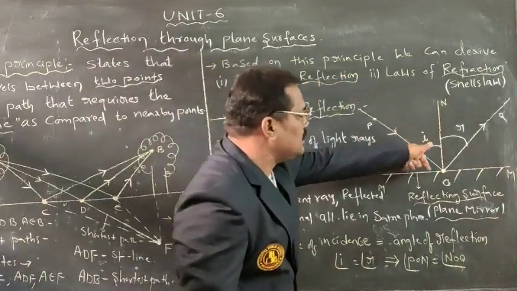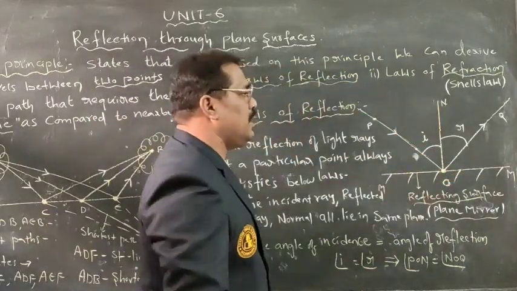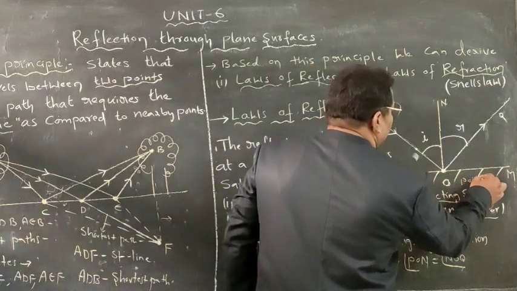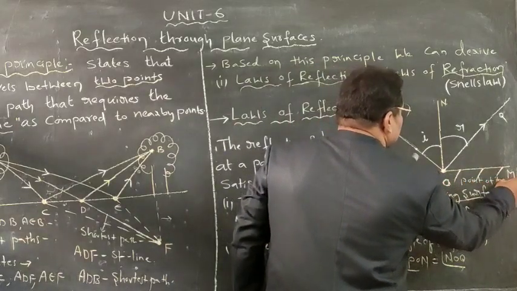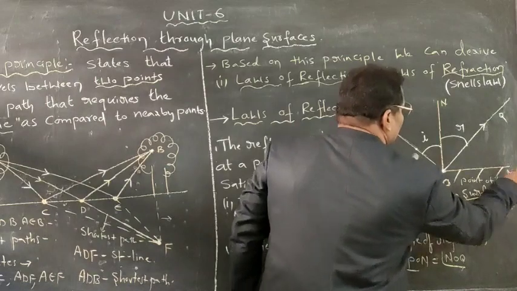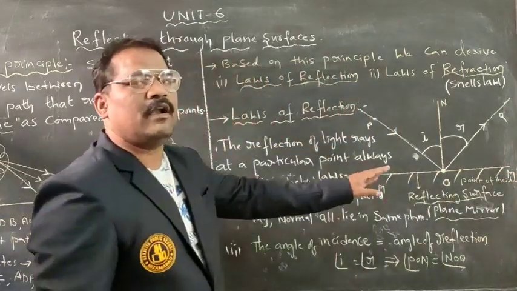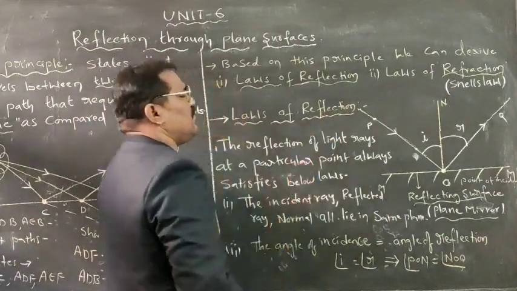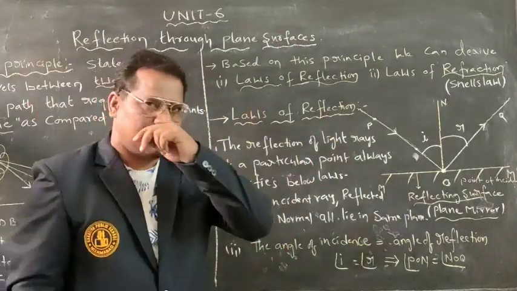When the incident ray is incident at one particular point, that point is called O, which is also called the point of incidence. What do the laws of reflection give? They give two points.